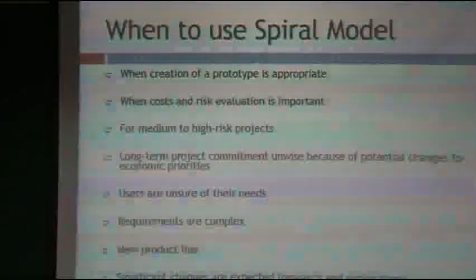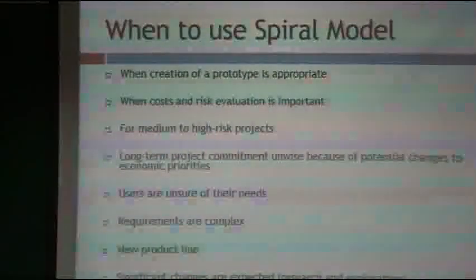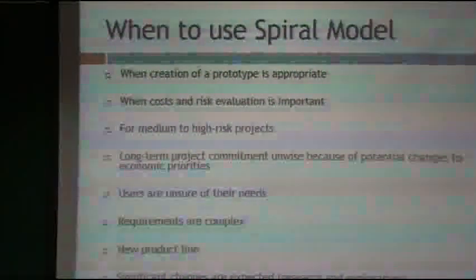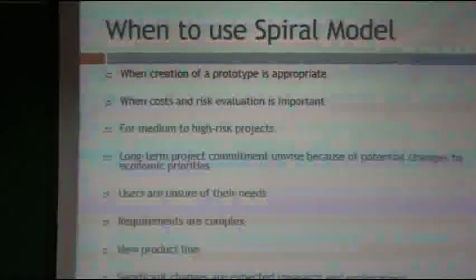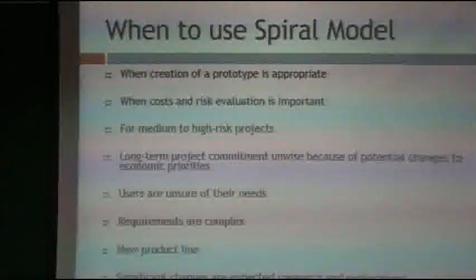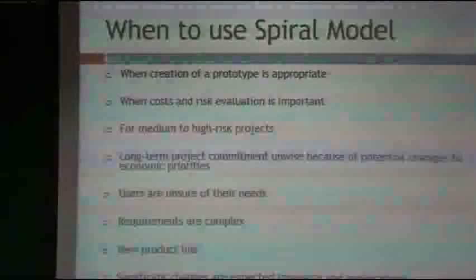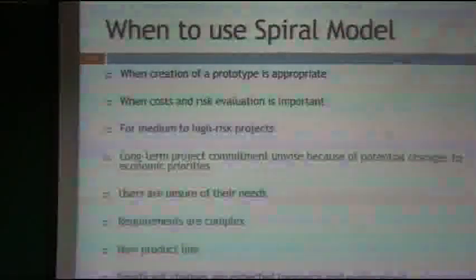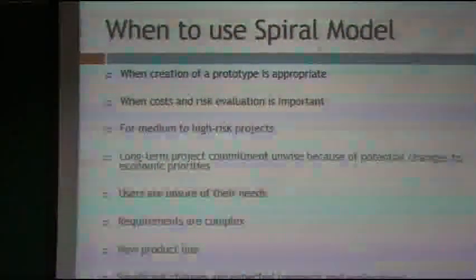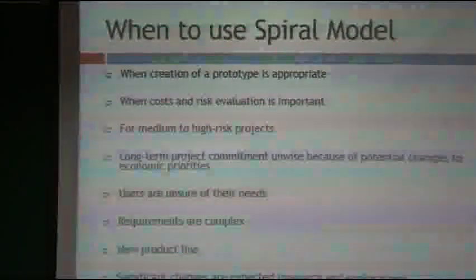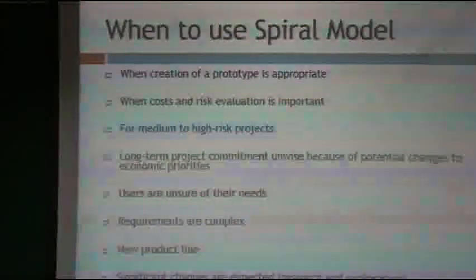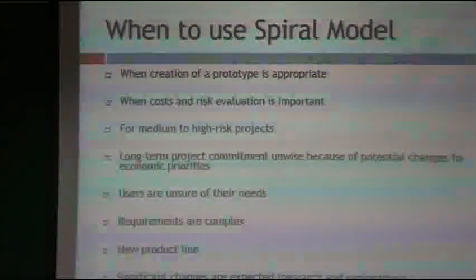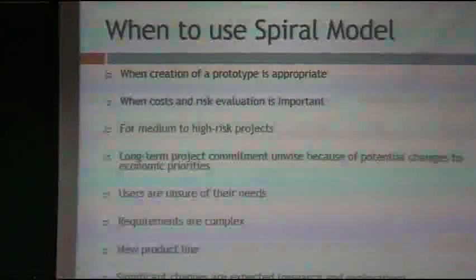And for cost and risk evaluation, if you give more importance to cost as well as risk, then go for the spiral model. It covers medium to high risk projects, long term project commitment, and potential changes. When you develop any project, it's a long term commitment, because it reflects the environment easily. And users are unsure of their needs. If maybe today their requirement is one thing and tomorrow it changes, then you can go for the spiral model. And if requirements are complex, and time and cost are not important, then we can go for the spiral model.